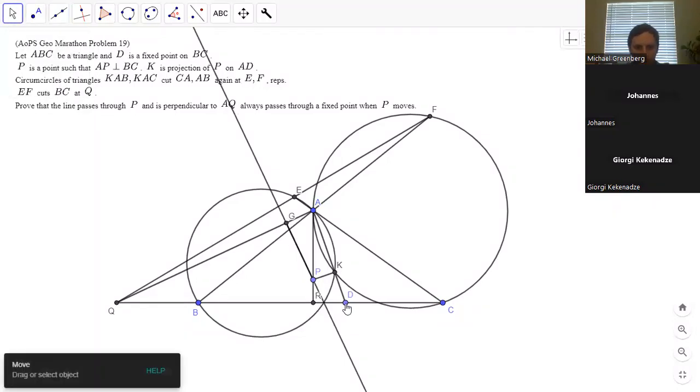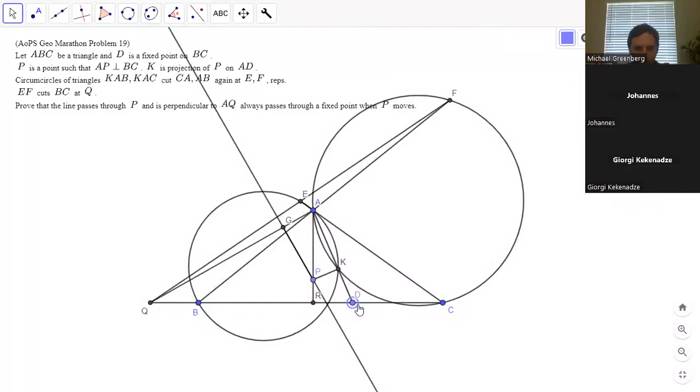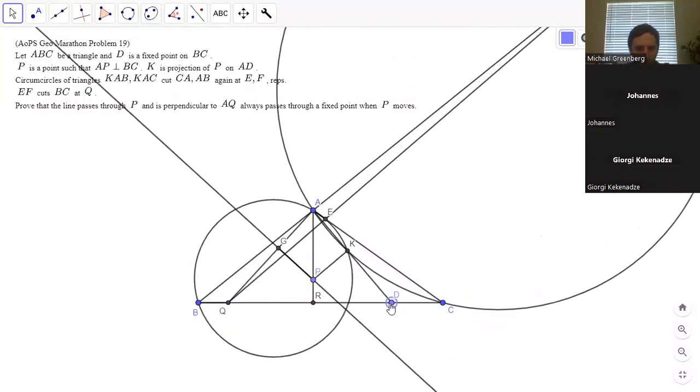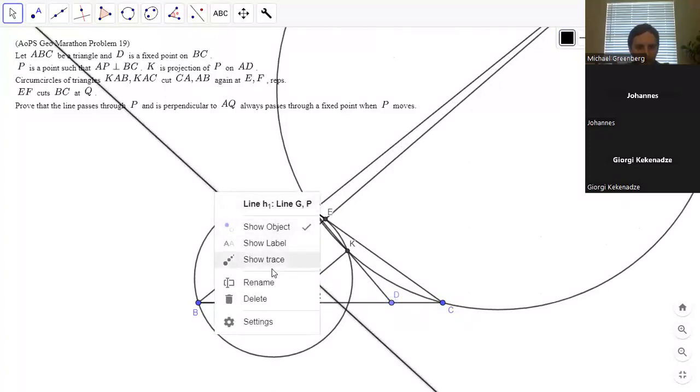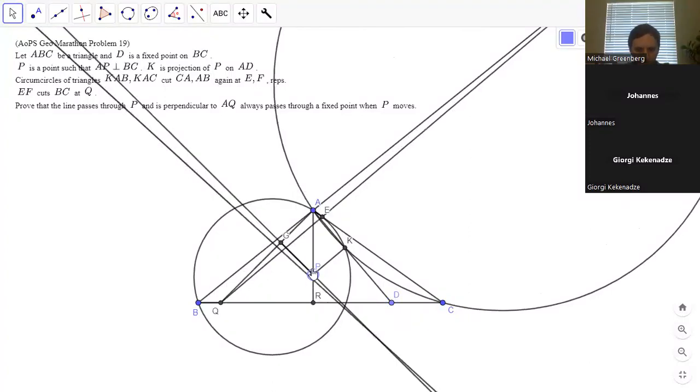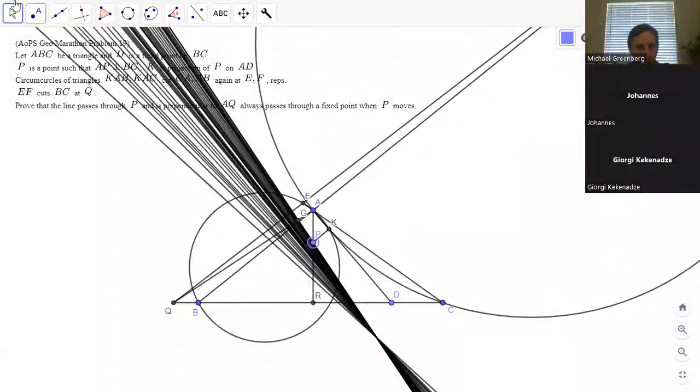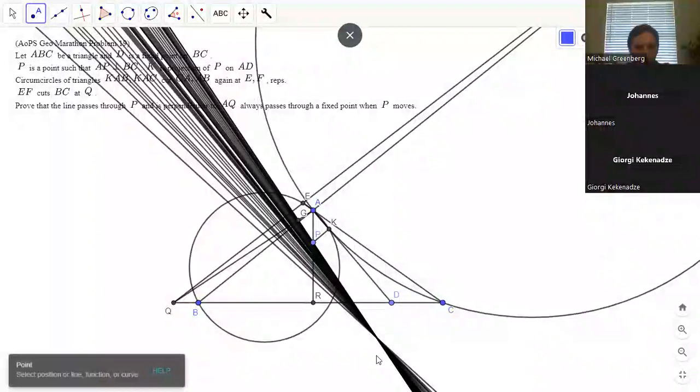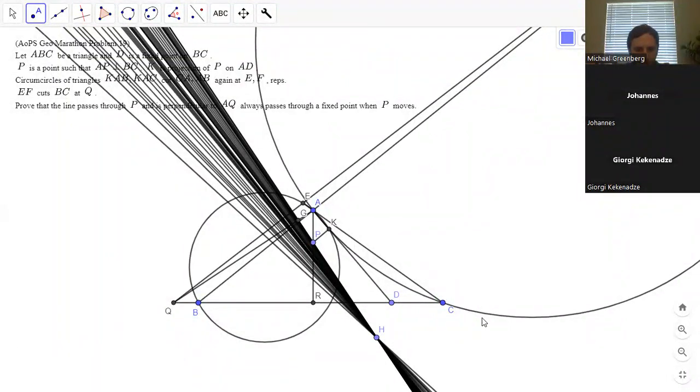So what if I move D? I move D really far this way. Look at the trace of this line. It's like this point. And what can we say about that point? So the problem's symmetric with respect to B and C, right? Maybe DH bisects angle ADH.